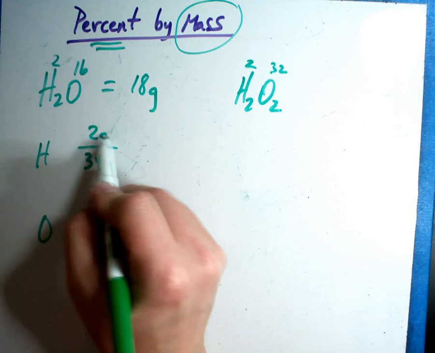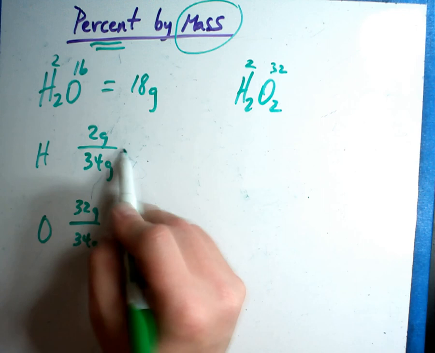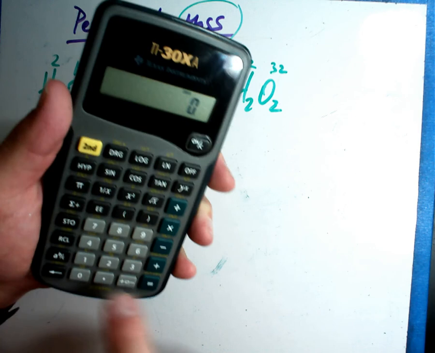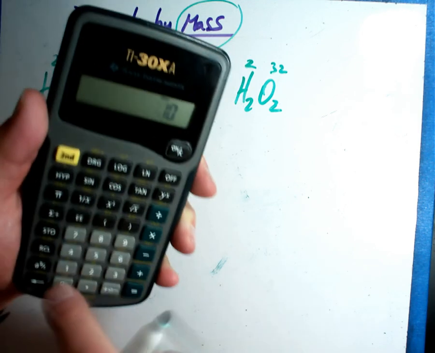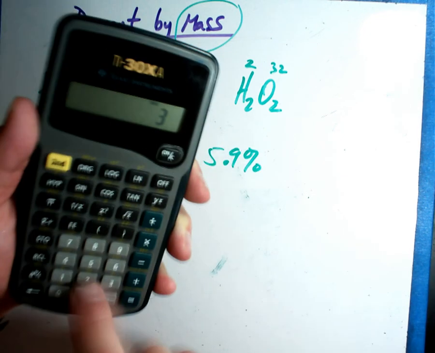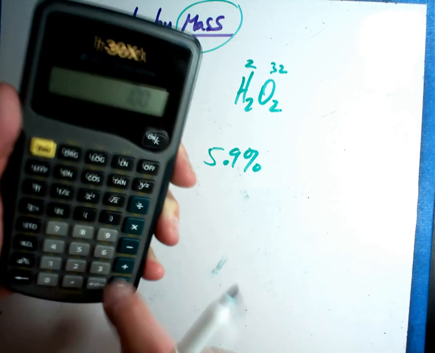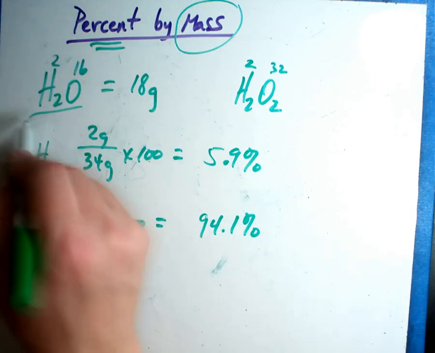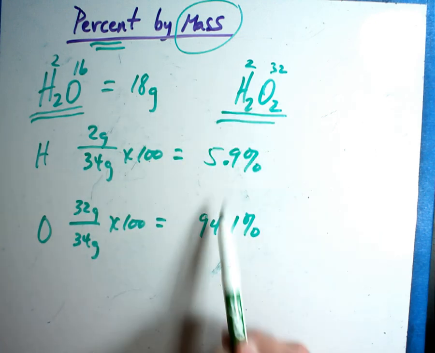So hydrogen is 2 grams out of 34. And this one is 32 grams out of 34 grams. Times 100. So 2 divided by 34 and multiply times 100 is 5.9%. And 32 divided by 34 times 100 also is 94.1%. Now notice, both compounds are hydrogen and oxygen. Their formulas are so close, but their percentages are not.